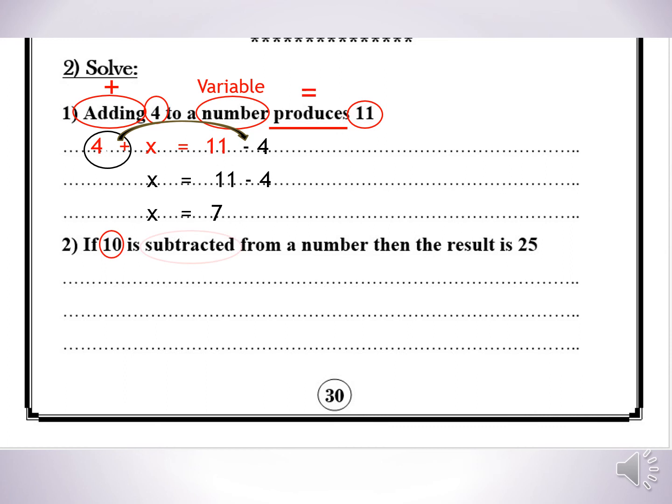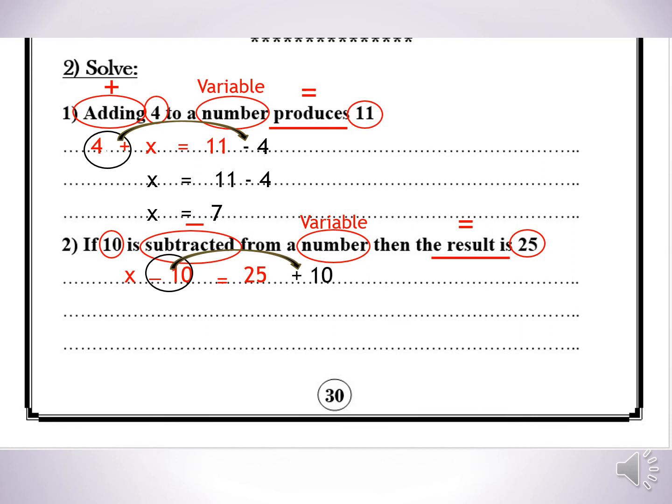If 10, this is my number, subtracted, this is a keyword for minus, from a number, so any variable, any letter, you can write any letter, then the result means it's equal to 25. We said before that you have to put the number or the variable first. So put any letter, x for example, and then minus 10, and the result is 25, so it will be equal to 25. So now I change it to an equation, and I want to solve this equation.